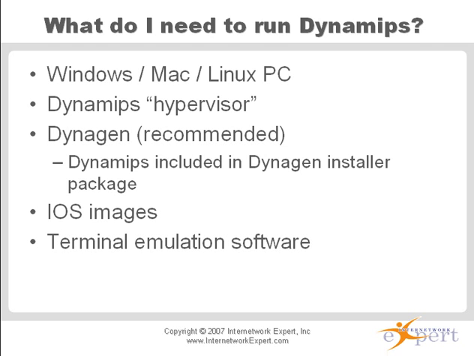And what we'll see is that with the DynaGen package, when we download this, it does include the latest release of Dynamips, and it has an installer that is basically going to take care of everything for us. So we're going to need our PC, the Dynamips program, actual IOS images that we're going to download from Cisco's software site, and then any terminal emulation program like command line Telnet or HyperTerminal or SecureCRT.